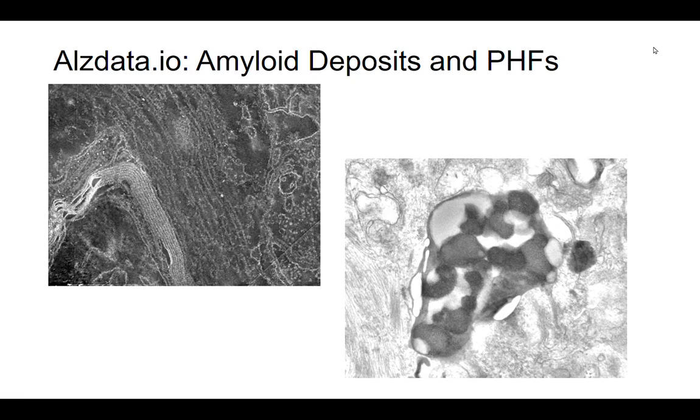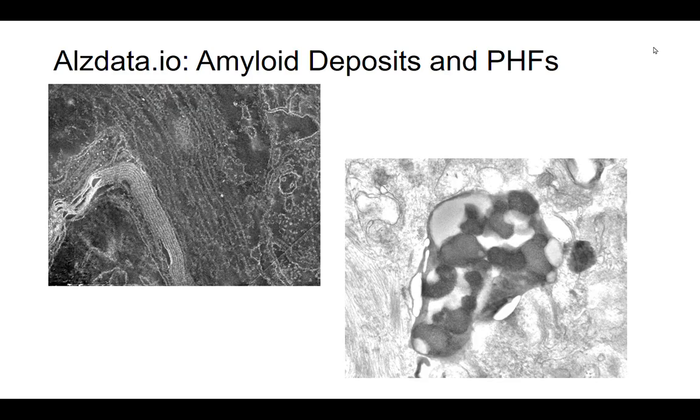Alongside this, the database also features significant information about amyloid accumulations. Amyloid accumulations are formed by the aggregation of amyloid beta peptides, leading to the formation of plaques that disrupt cellular communication and contribute to neuroinflammation. These plaques are frequently found in the brains of individuals with Alzheimer's disease and are believed to play a significant role in the disease's pathophysiology.